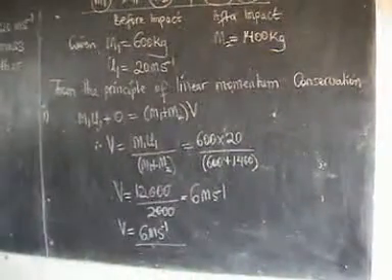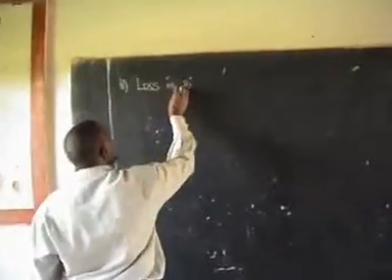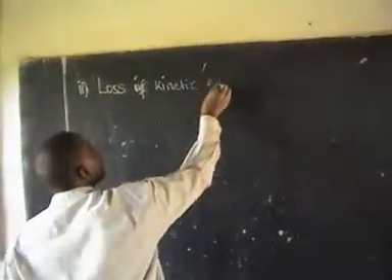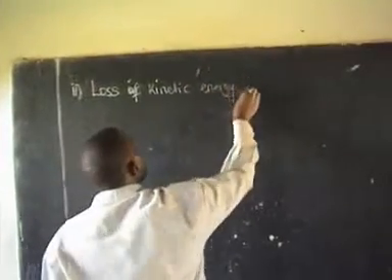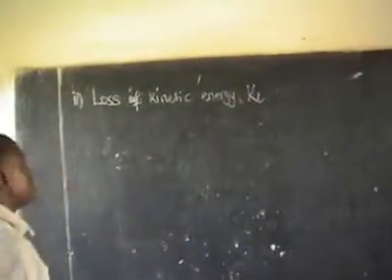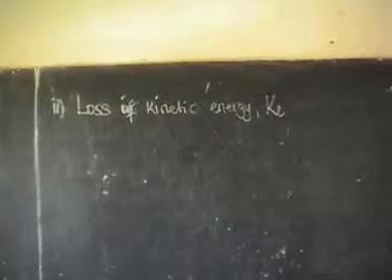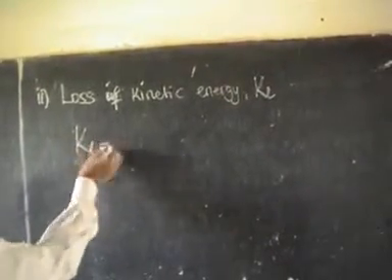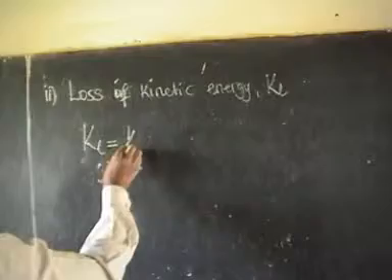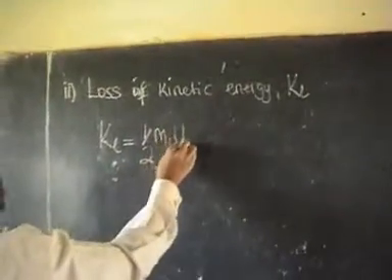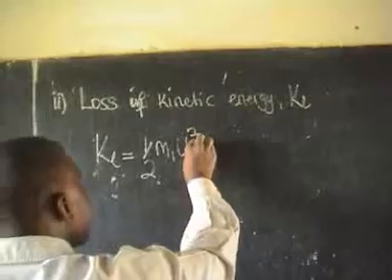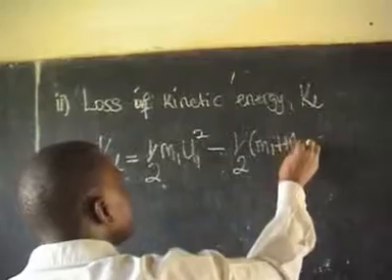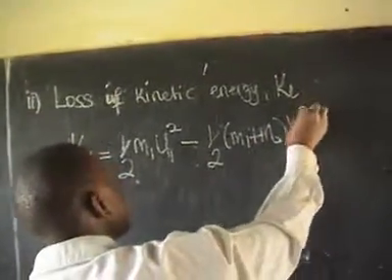Roman 2, calculating the loss of kinetic energy. Call it KL. In this case, the kinetic energy before impact is greater than that after impact. So we shall have KL equal to a half M1 U1 squared minus a half M1 plus M2 V squared.